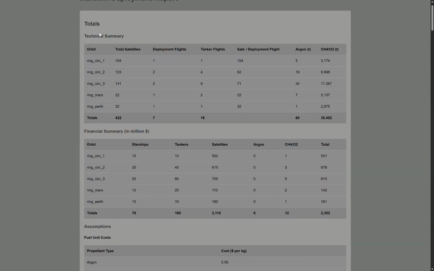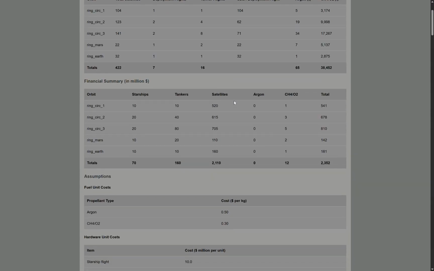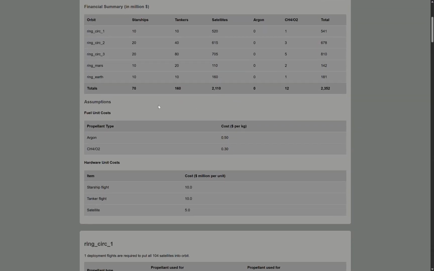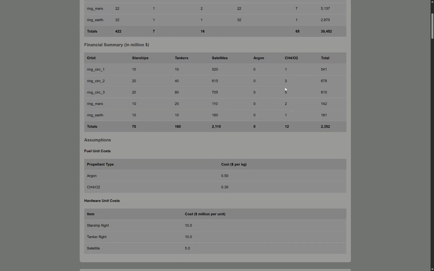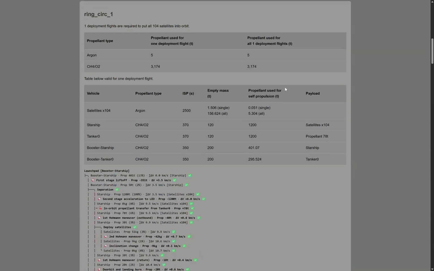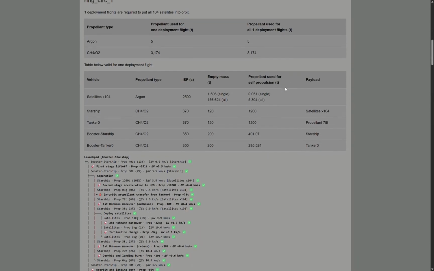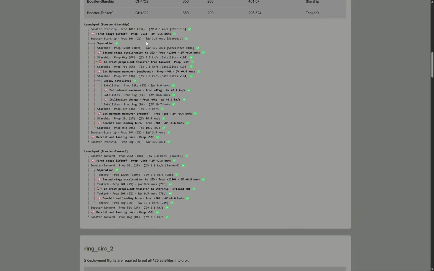So with what we've designed here, we have a technical summary with all the links, all the rings that we want. And here the number of tons of propellant that we want, the number of tanker flights, of satellites per deployment flight, etc. We have a financial summary based on some assumptions here for cost. And here, for example, the total cost is that. It's in $1 million, so that's 2.3 billion for this specific design.